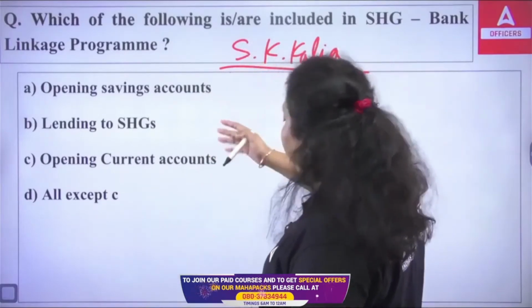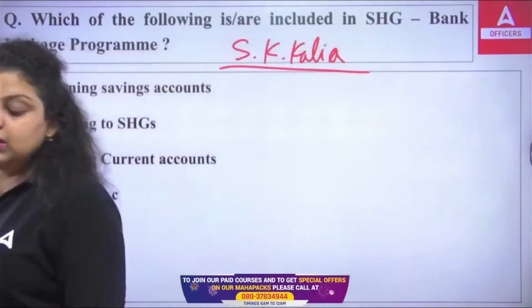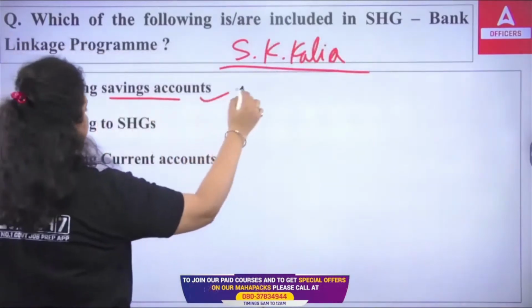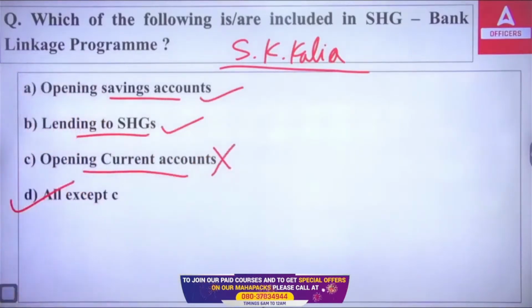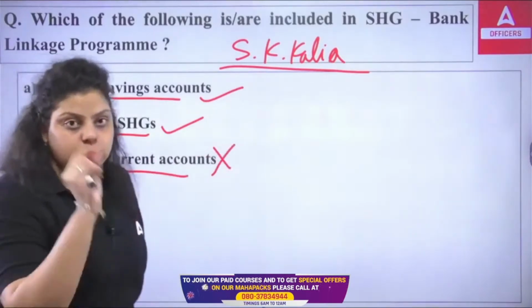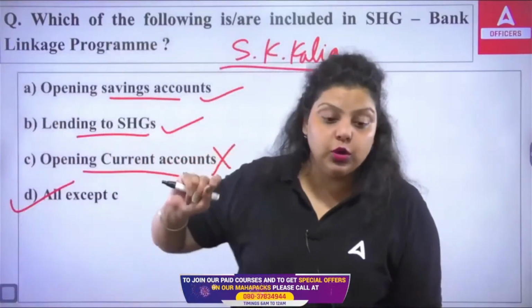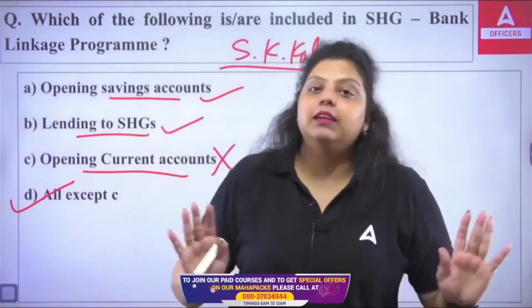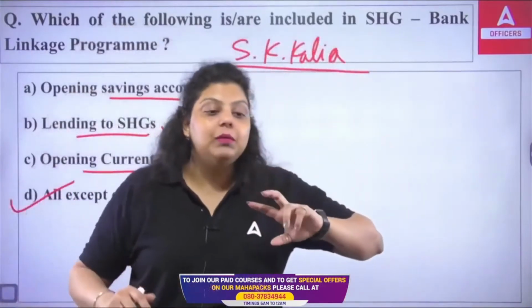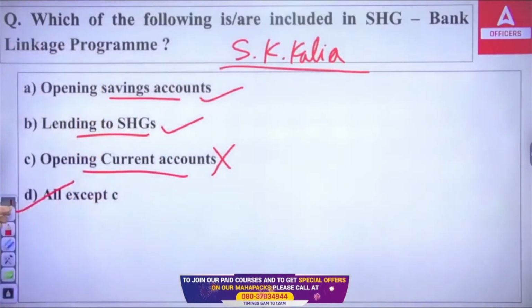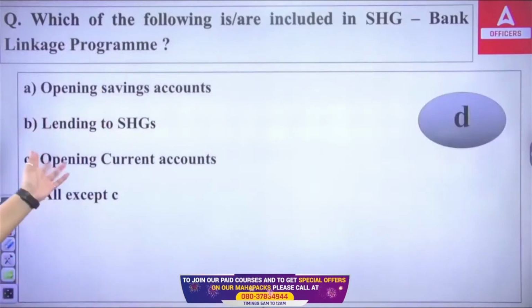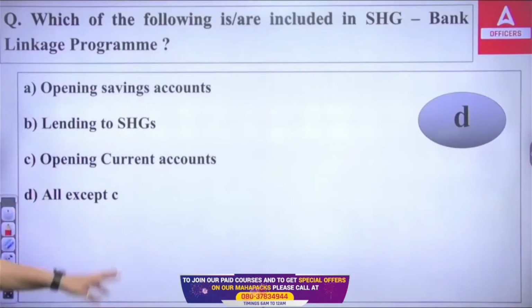So which of the following are included in the self-help group bank linkage programs? It includes opening a savings account, lending to self-help groups, and opening a current account. No. The right answer is all except C. You are not providing current account services. As I have told you, the core function of a small self-help group is to promote savings, not current accounts. You are providing loans, but not current account facilities, because they are not capable of taking this facility. They need money even for survival, so how can they open a current account? So the right answer is all except C, option D.